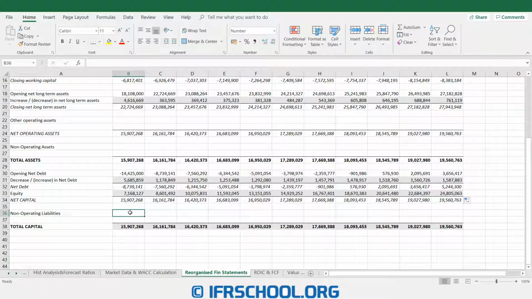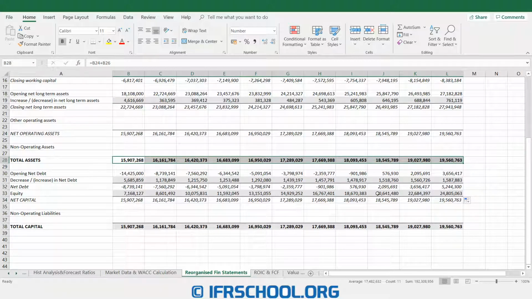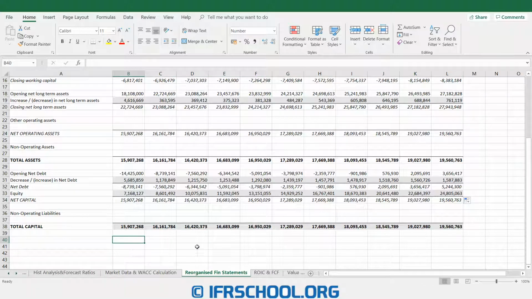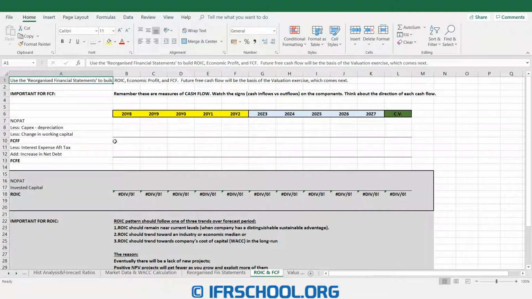Finally, we can check our reorganized balance sheet balances. We do this to be sure we've left nothing out. We can see that total assets equals total capital, where total capital is comprised of net debt and equity. They balance, so we can now move on to calculating the free cash flows.